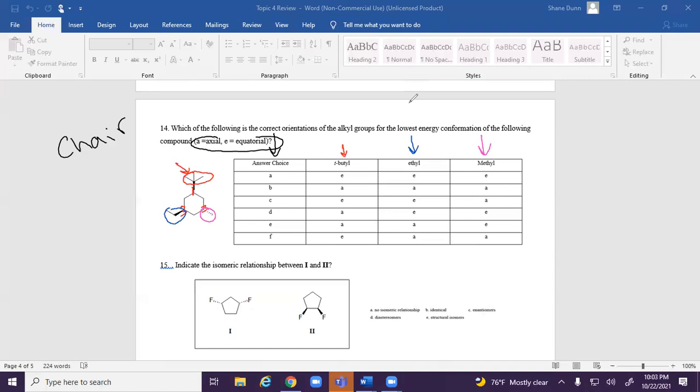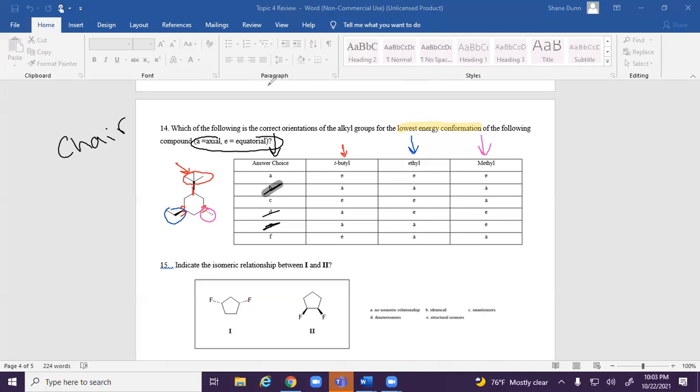Okay, and we want to make the lowest energy possible. Right? We want the lowest energy possible. So, to be lowest energy possible, the biggest group right there, number one, has to be what? Equatorial or axial? For chair diagrams, big molecules want to be equatorial. So we can already eliminate any of them that make it axial, correct? Already eliminated half the answers.